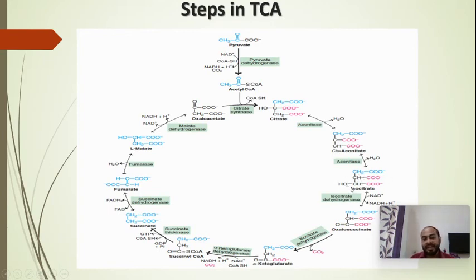So what happens? Initially we had pyruvate, then the pyruvate gets converted into acetyl CoA. Once acetyl CoA is formed, then along with the oxaloacetate, it leads to the formation of citrate in the presence of citrate synthase. Then in the presence of the aconitase enzyme, with the release of one molecule of water and subsequent addition of one molecule of water, it will lead to the formation of isocitrate.